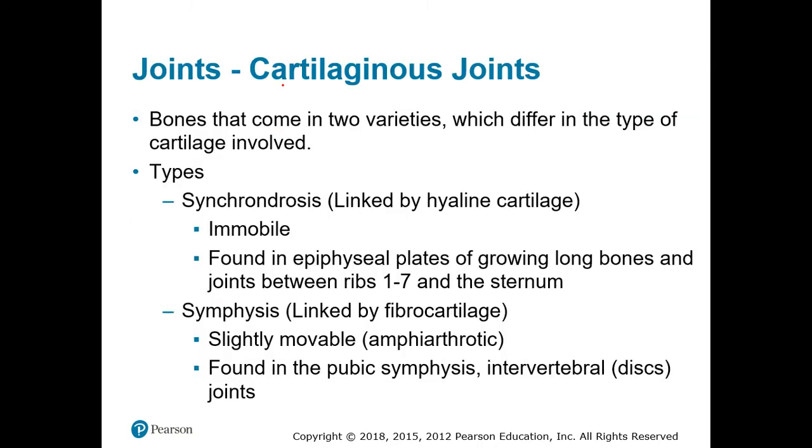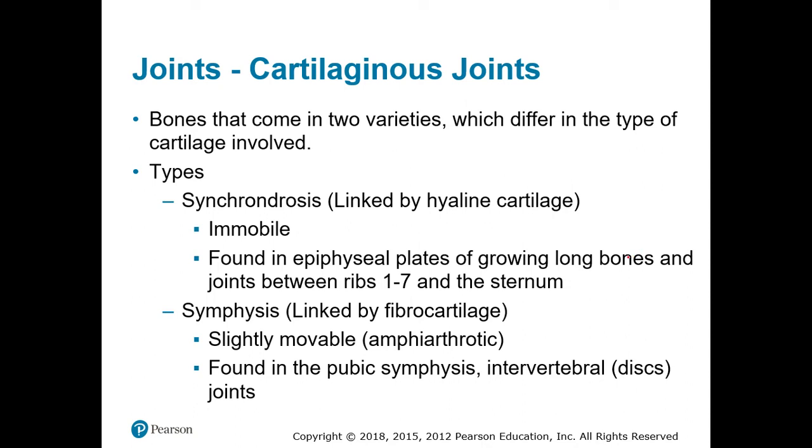Next, we're going to talk about cartilaginous joints. These come in two varieties, and they're classified based on the type of cartilage they have, whether you have hyaline cartilage versus fibrocartilage. Synchondroses is hyaline cartilage. These are immobile, and these are found in the epiphyseal plates on your long bones.